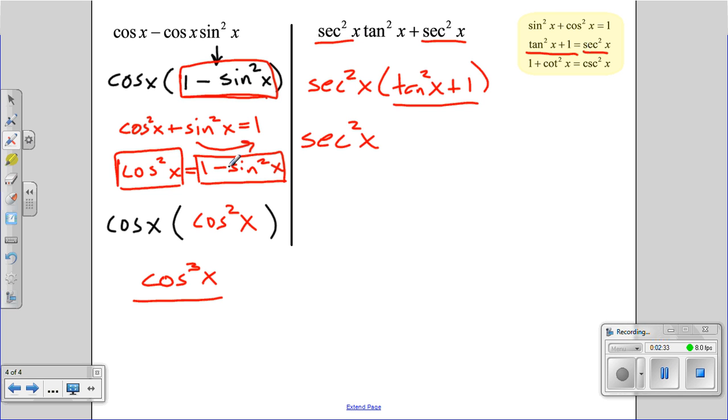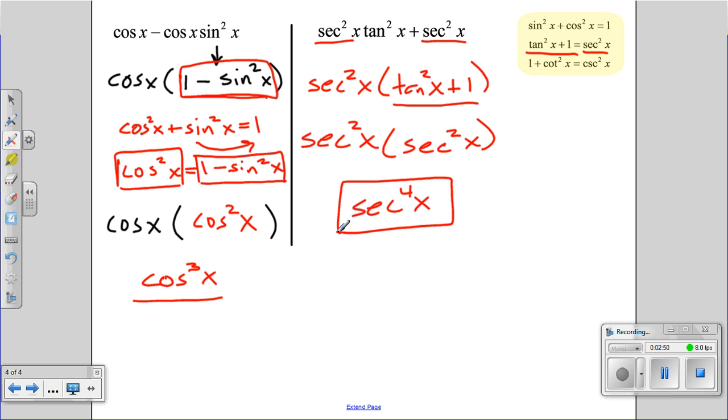You don't have to show all this work every single time, but you do want to get familiar with this, and you should be able to jump from this to this in one step. And now that we have secant squared x times secant squared x, we can simply say secant to the fourth x. A nice simplified version of this expression.